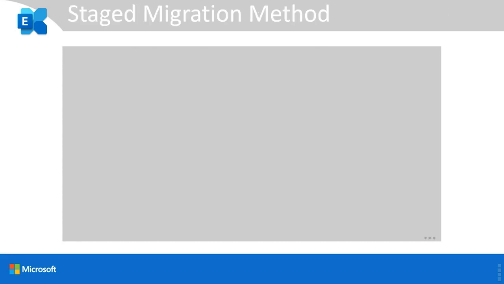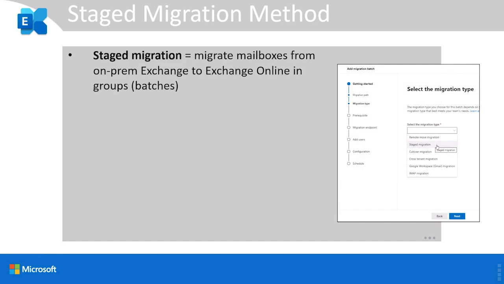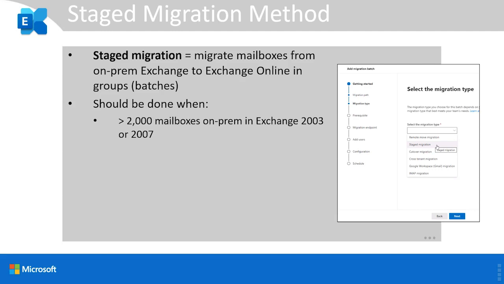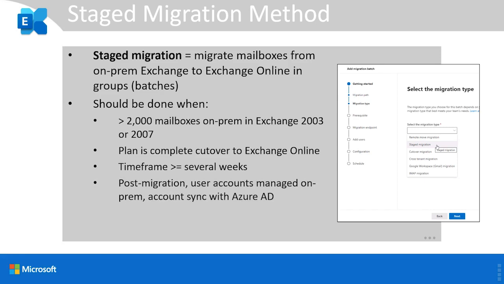In a staged migration, you migrate mailboxes from your on-prem Exchange servers to Exchange Online in groups. Staged migrations are appropriate when there are more than 2,000 mailboxes on-prem in Exchange 2003 or 2007. The plan is to cut over completely to Exchange Online. The time frame is several or more weeks. After the migration, the plan is for user accounts to be managed on-prem and synced with Azure AD, and the primary on-prem domain is configured as a domain in Microsoft 365.